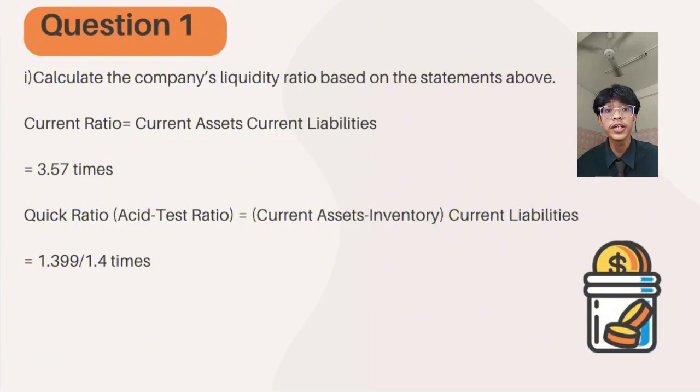So when we divide the current assets, $2,015,000, by the current liabilities, $575,000, the answer is 3.57. That means for every dollar Dura Ltd owes in the short term, they have $3.57 in assets ready to cover it. That's a very healthy ratio, and it also shows strong liquidity.